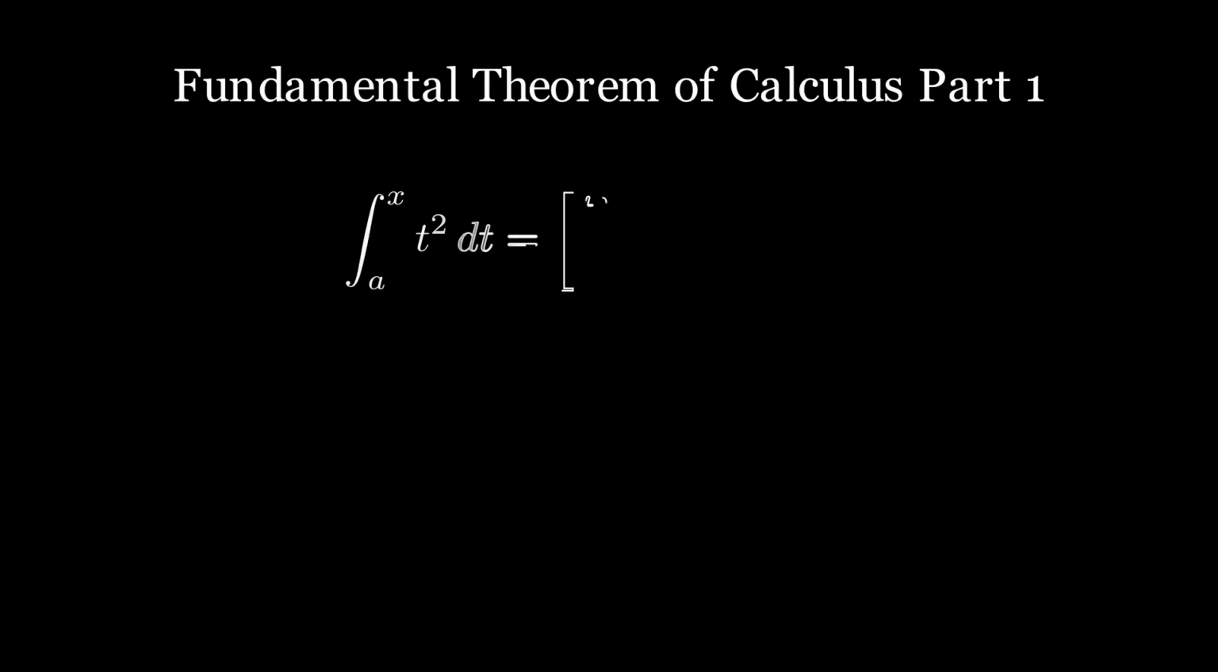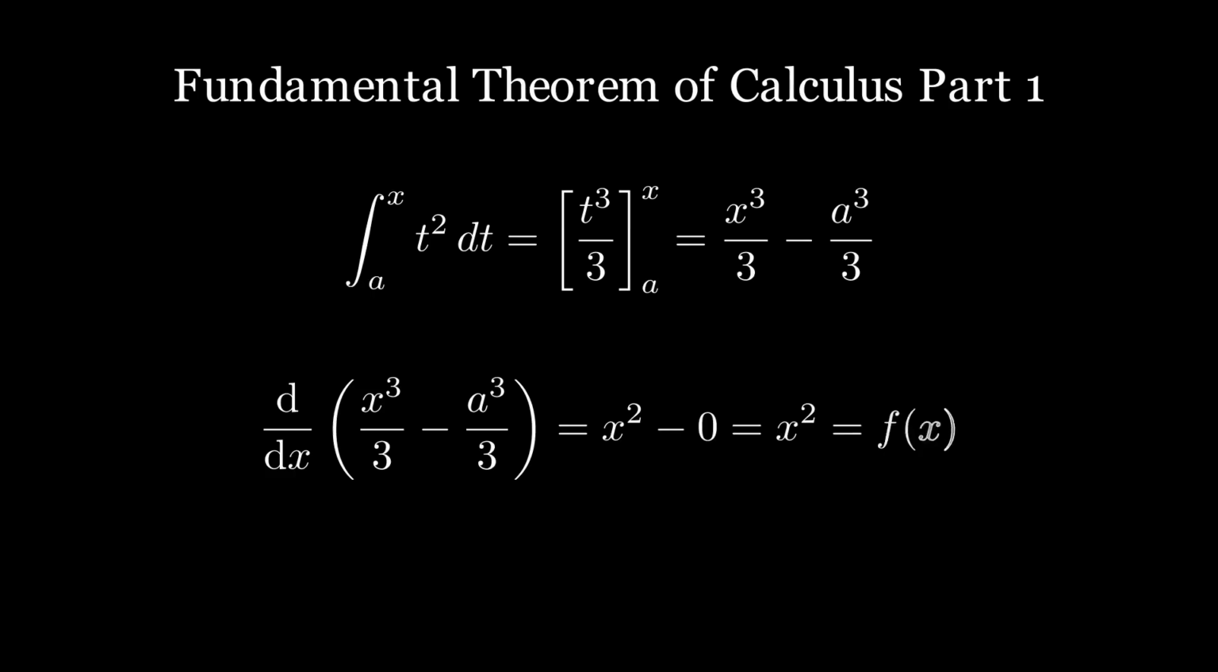For example, if you have the integral from a to x of t squared with respect to t, the antiderivative of t squared is t cubed over 3, which we integrate from a to x. Using the fundamental theorem of calculus, part 2, we plug in the upper bound and lower bound into the antiderivative function, resulting in x cubed over 3 minus a cubed over 3. Differentiating this will give x squared minus 0, since a is a constant, and x squared is equal to the original function of f of x.